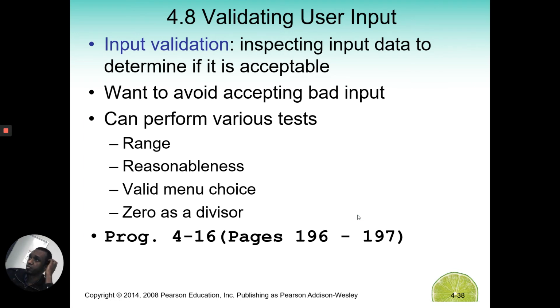You can do user input validation, inspecting input data to determine if it's acceptable. So you want to avoid accepting bad input. You can perform various tests. You can use a range. You can use reasonableness. You can use valid menu choices. You can check for 0 as a divisor. Okay.